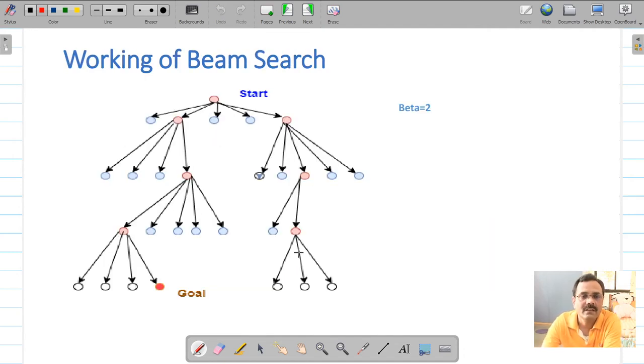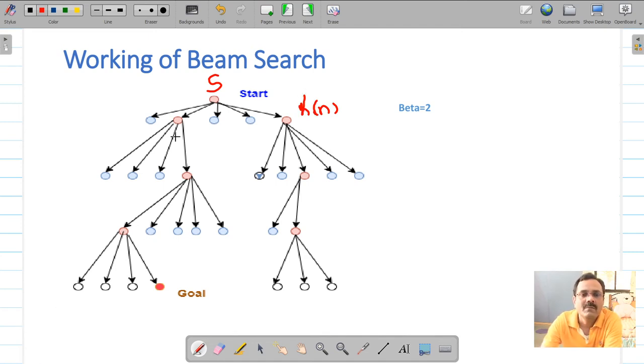Now let us see how this algorithm works. The algorithm starts with the starting node. So suppose this S is your starting node. Now S is not a goal, so S will be explored, generating its successor nodes. All these 5 nodes are the successor nodes of S, and they will be generated along with their heuristic values Hn. So every node out here will have an Hn value associated with it.